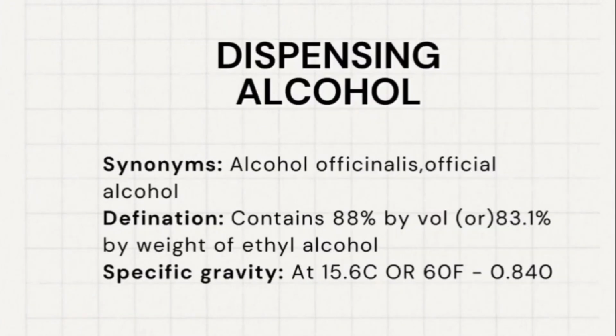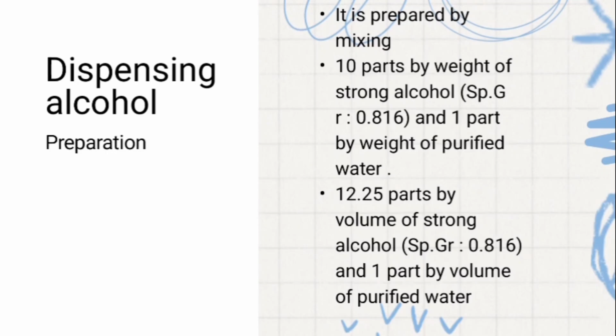Dispensing alcohol. It is also called alcohol officinalis or official alcohol. It contains 88% by volume or 83.1% by weight of ethyl alcohol. Its specific gravity is 0.840 at 15.6 degrees centigrade or 60 degrees Fahrenheit. It is prepared by mixing 10 parts by weight of strong alcohol and 1 part by weight of purified water. It is also prepared by mixing 12.25 parts by volume of strong alcohol and 1 part by volume of purified water.